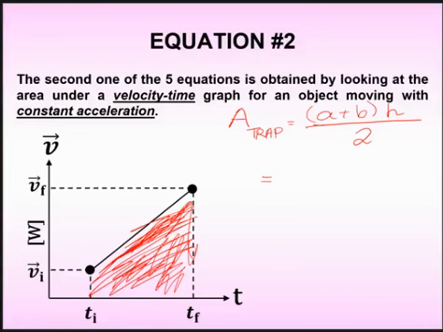Okay, what's H? Exactly. H is how far this distance is. What do you call TF minus TI? Whenever you subtract final minus initial, what do you call that? Delta time, exactly. So A of the trapezoid equals VI plus VF times what did you say the height was? Delta T, all divided by 2. Are we good so far?